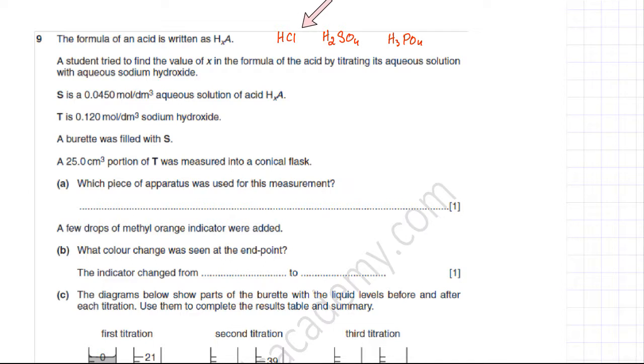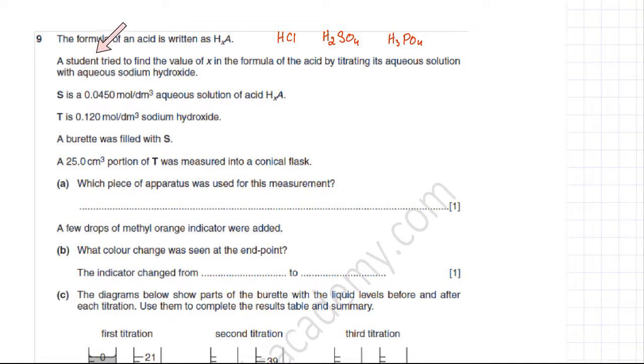For example, in HCl, the A in this formula could be Cl-1. Or if you're taking the example of sulfuric acid, the A could be SO4 2- ions. Or if you're taking the example of phosphoric acid, the A could be PO4 3- ions. So the basic premise of the question is we want to figure out whether the acid has one H+1 or two H+1 ions or three H+1 ions in it.